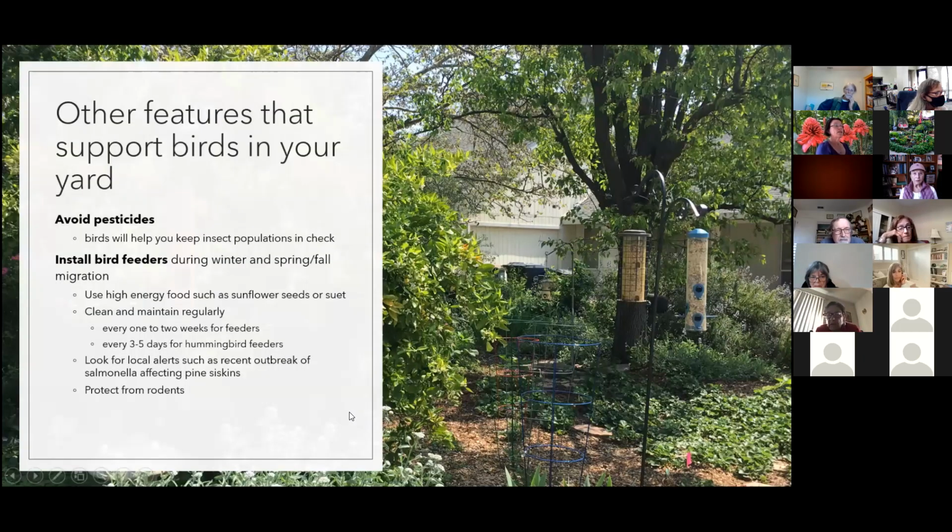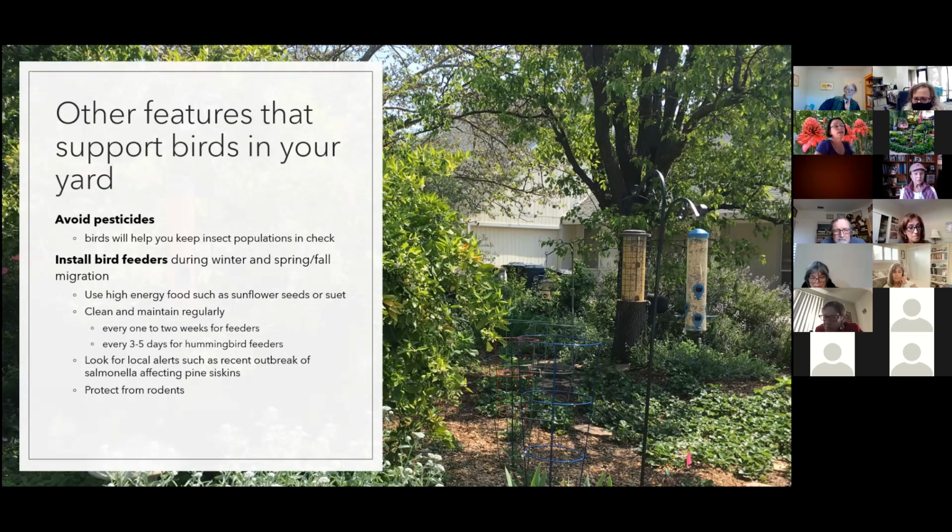Other features that help support birds and other wildlife in your yard is, avoid pesticides whenever you can. Those birds and other native species will help you keep those insect populations in check. And then bird feeders are a great way to attract birds to your yard. It's most important during the winter or in the spring and fall migration. So here's some bird feeders in our yard.